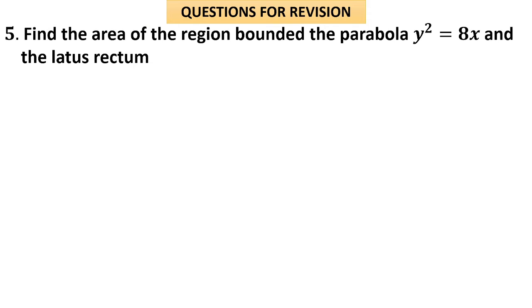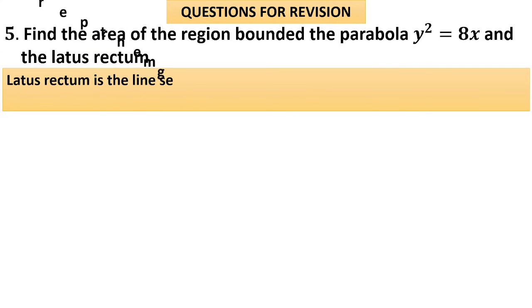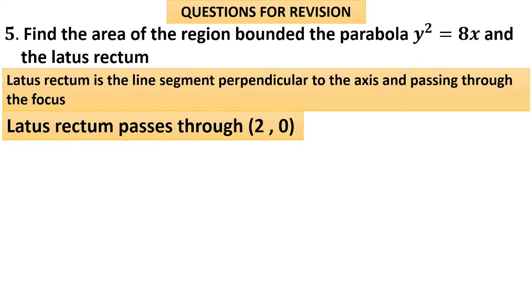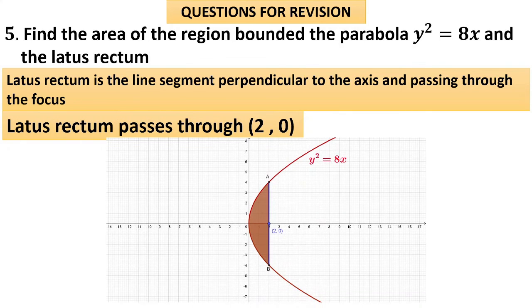Let us move on to the next question, where we have been given only the curve and the line. Find the area of the region bounded by the parabola y square equals 8x and the latus rectum. Now let us recollect what the latus rectum is. The latus rectum is the line segment perpendicular to the axis and passing through the focus. Here the focus is (a, 0), therefore the focus is (2, 0), so the latus rectum passes through (2, 0). This is a diagram for it.